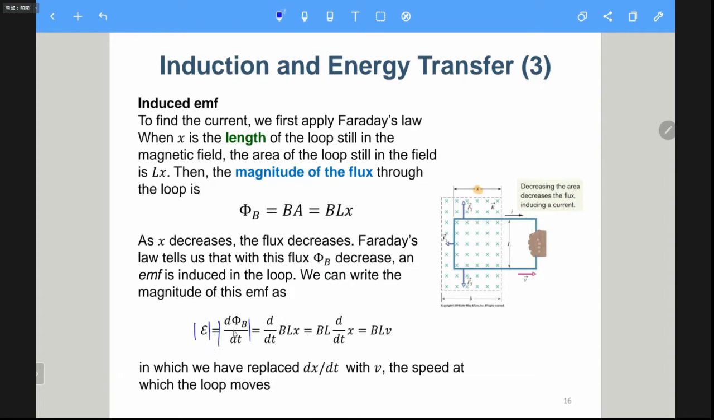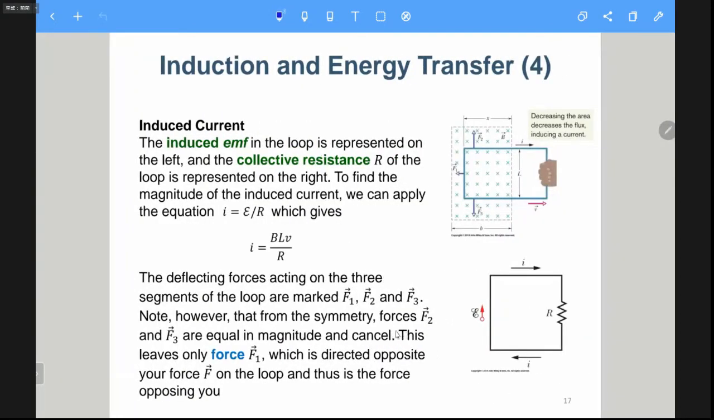So far we know that the EMF is BLv, and the current in the loop is I equals E over R, E divided by R, which is nothing but Ohm's law. E is BLv, so I equals BLv over R.